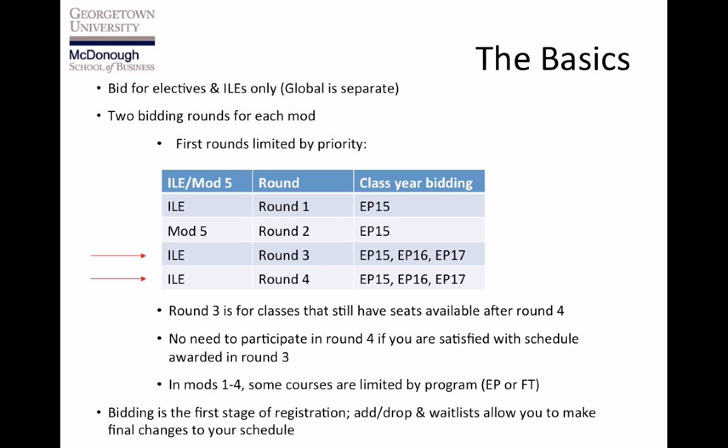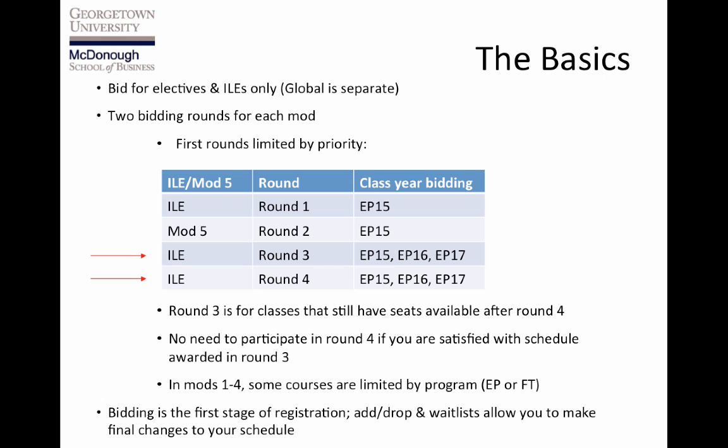The first rounds of bidding are limited by priority, so round 2 is for classes that still have seats available after round 1 and class years with lower priority. Some courses are limited by program. For example, when there's a popular elective offered in the day and the evening, it will be limited to the EPs during bidding, and then that restriction will be lifted as of add/drop, so that full-time students and evening program students can add the course if they'd like. These are marked on the course schedule. There are very, very few of them, but do pay attention to the ones that are marked in the course schedule.